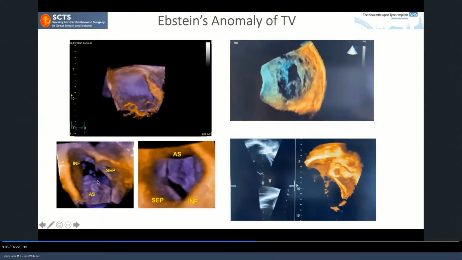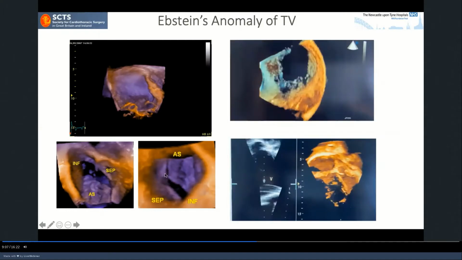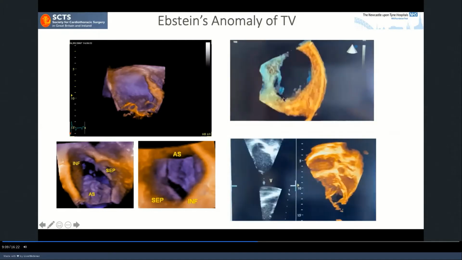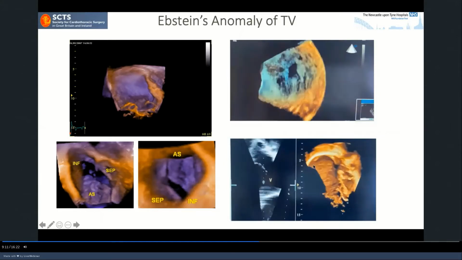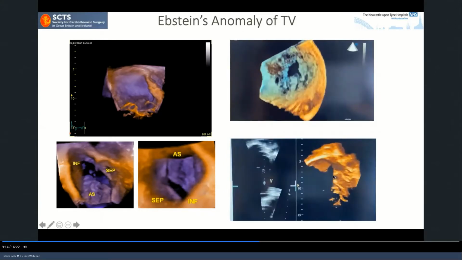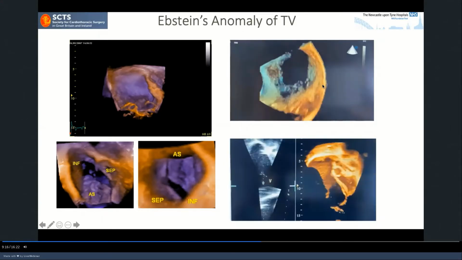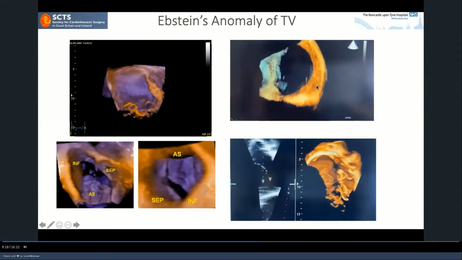And this en-face view gives all the 3 leaflets in that position. On the right, you've got a cine, which gives you information of where the attachments are of each leaflet and the degree of lack of coaptation, which can cause regurgitation in this valve.